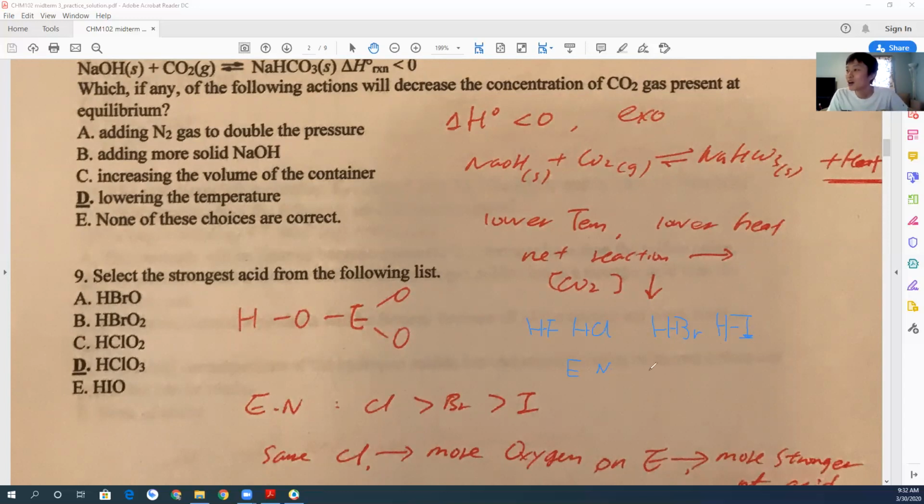When we look at electronegativity, fluorine has the highest electronegativity. That means this hydrogen-fluorine bond is the strongest, so it's very difficult for this hydrogen to leave the fluorine. So it will be the weakest acid. For HI, because iodine has the lowest electronegativity, it's very easy for that proton to leave because this bond is weak. So this will be the strongest acid among all.